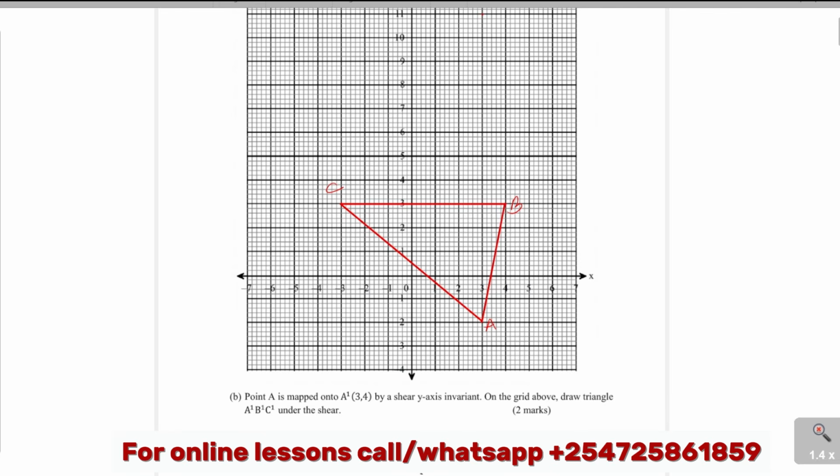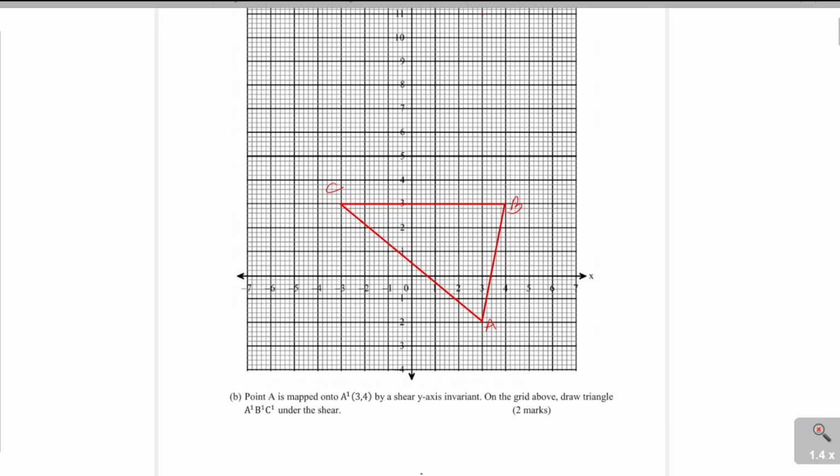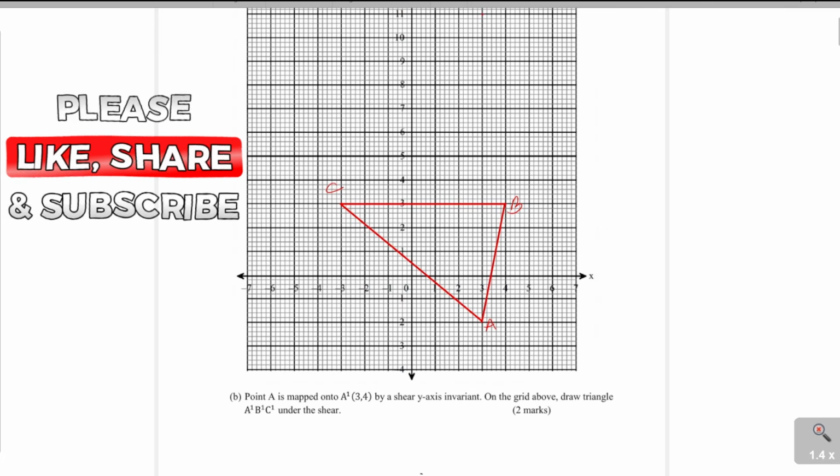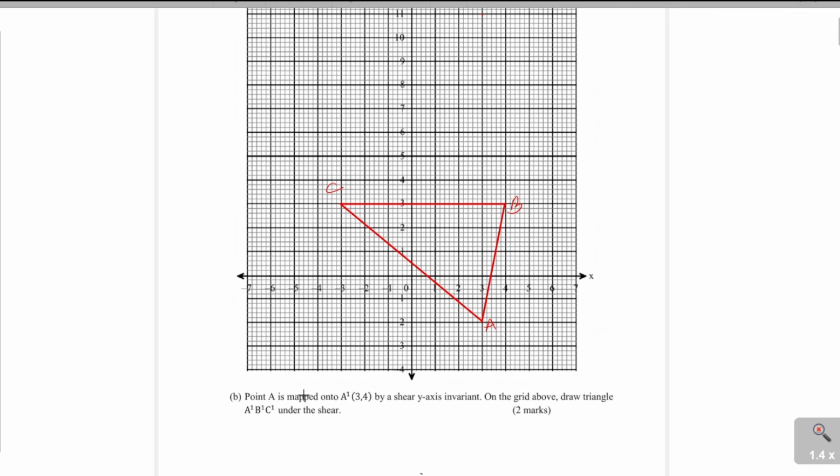Part B, point A is mapped onto A prime (3, 4) by a shear, y-axis invariant. On the grid above, draw triangle A prime, B prime, C prime under the shear. So this is a shear transformation. Now we have the image of A. A is (3, -2), and that one is mapped onto A prime (3, 4) by a shear transformation. The invariant line is the y-axis.